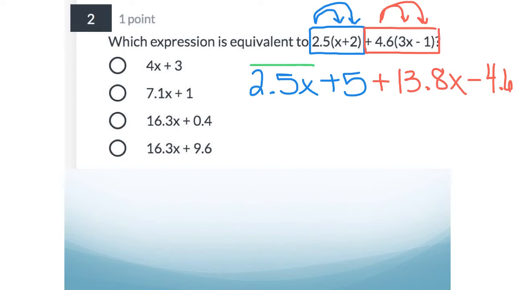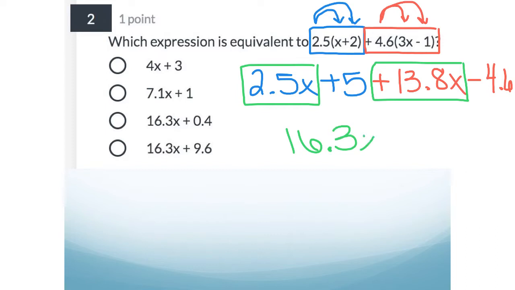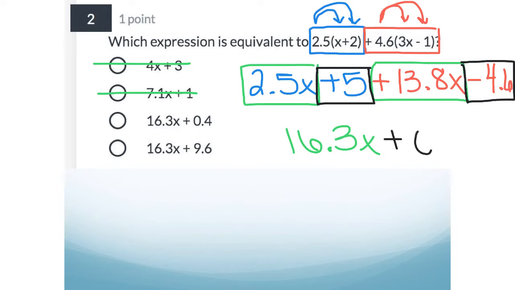We're going to begin with our x's. We will combine 2.5x to the positive 13.8x. And when we do this, we get 16.3x, eliminating our first two answers. Now we're going to do our next terms. We have a plus 5 combined with a negative 4.6. So 5 minus 4.6 is 0.4, giving us C as our final answer.